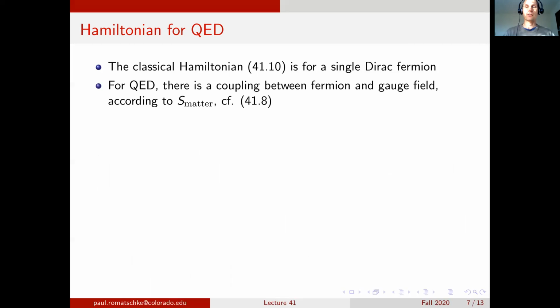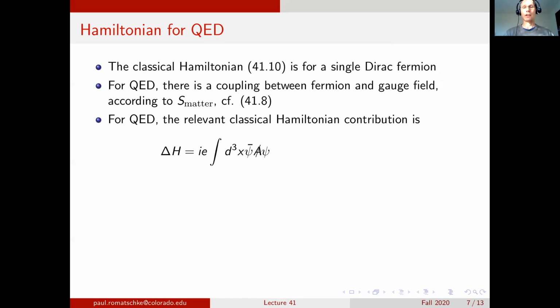If we consider another coupling of the fermion and the gauge field, similar to the matter part of the action, we find that the corresponding contribution to the Hamiltonian must be given by the following form, i.e. integral over space psi bar A slash psi. We can rewrite this by writing the A slash in the form gamma mu A mu, such that it becomes apparent that this is a contribution that involves the fields of the fermions and the gauge field.